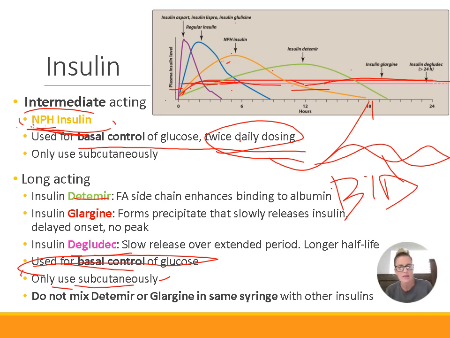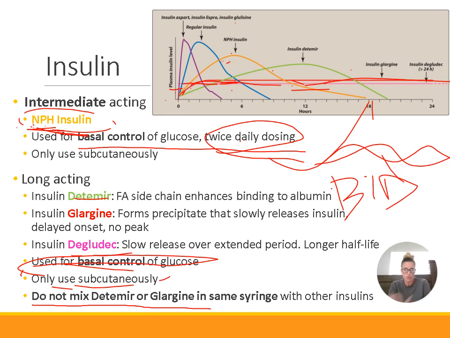One thing that is important to keep in mind is that you can't mix detemir or glargine in the same syringe with other insulins. So if a patient has to inject 2 insulins at the same time, like say it's the morning and the person's going to take their basal insulin dose that's going to last all day, and they're going to take their morning mealtime dose, their breakfast dose of insulin.